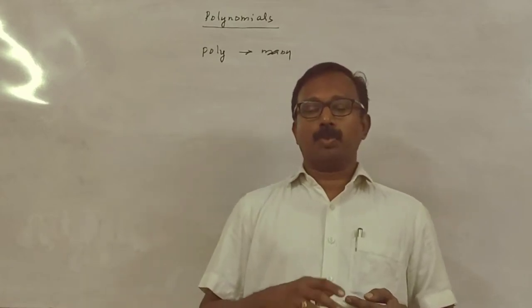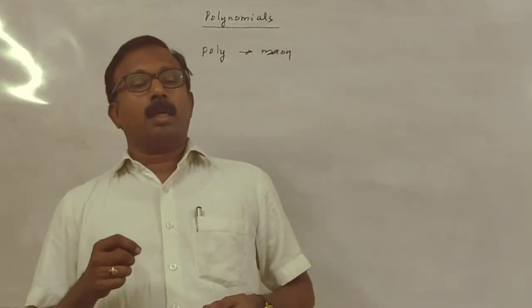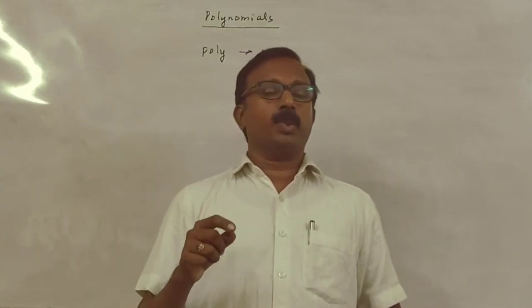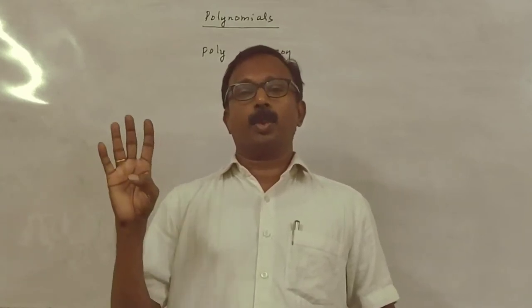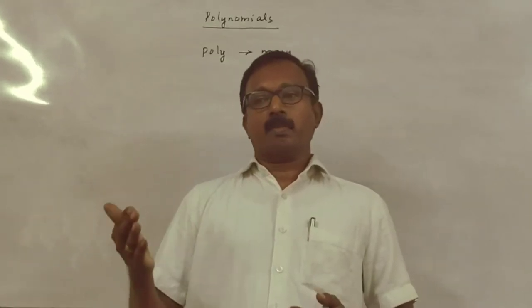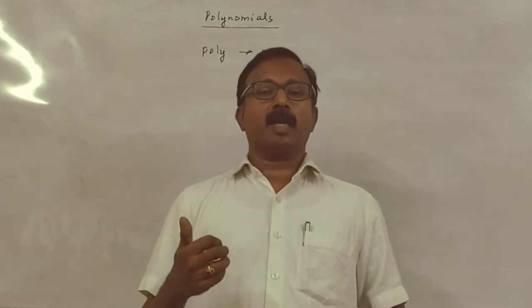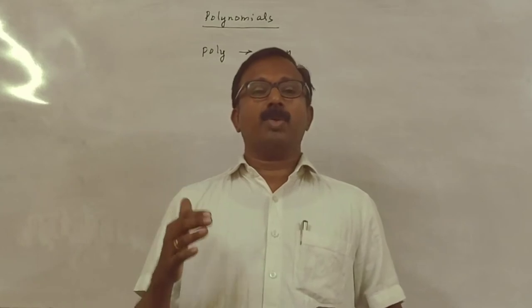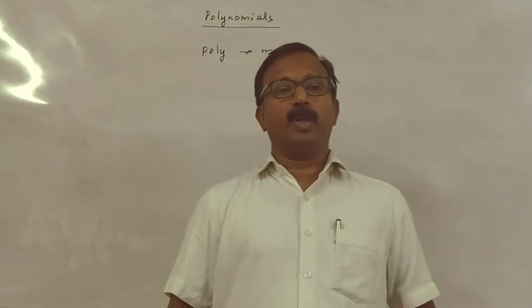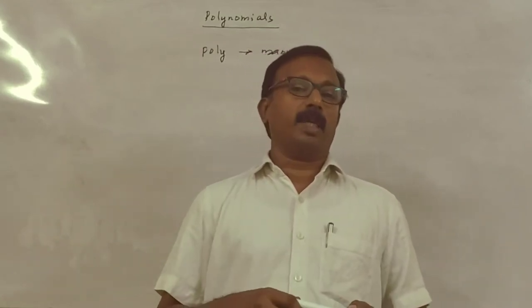Next polynomial is biquadratic polynomial, that is fourth degree polynomial. It is also known as quartic polynomial. Quartic means fourth degree polynomial. Next are polynomials of degree 5, degree 6, degree 7, etc. Polynomial of degree n is known as nth degree polynomial.